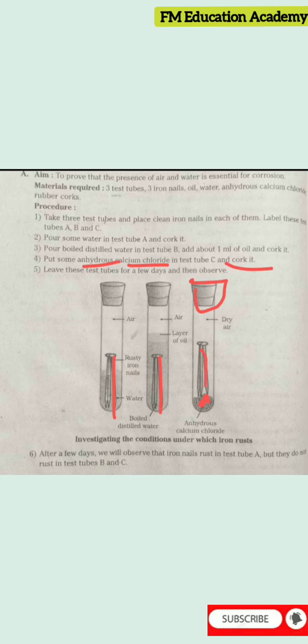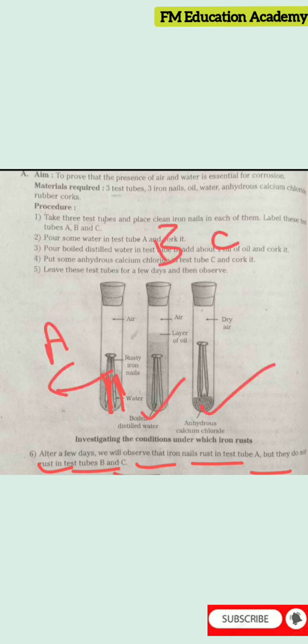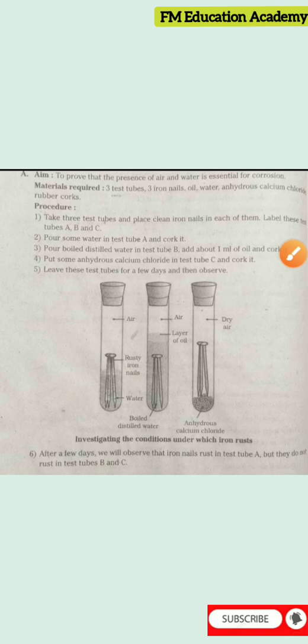Then we are going to leave these test tubes as they are for a few days, and then observe what happens. When we observe after a few days, we see that iron nails rust in test tube A, but they do not rust in test tubes B and C. Rust means they form a coating on it. Only in test tube A do they remain corroded. What is the reason? So the observation you should write. Aim, materials required, procedure. Now write the observation. What will you write as the observation?